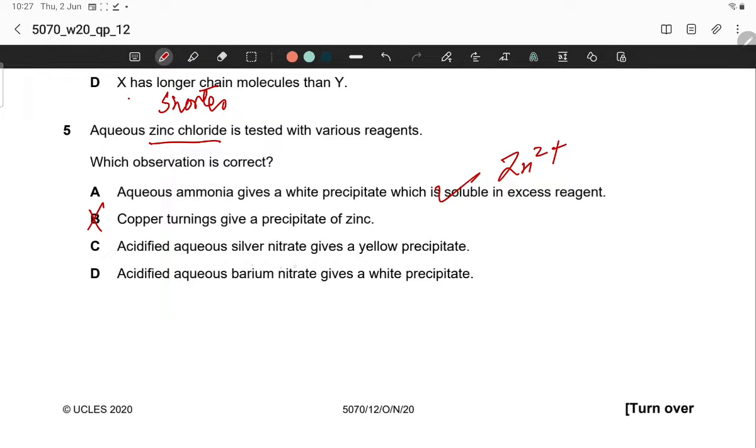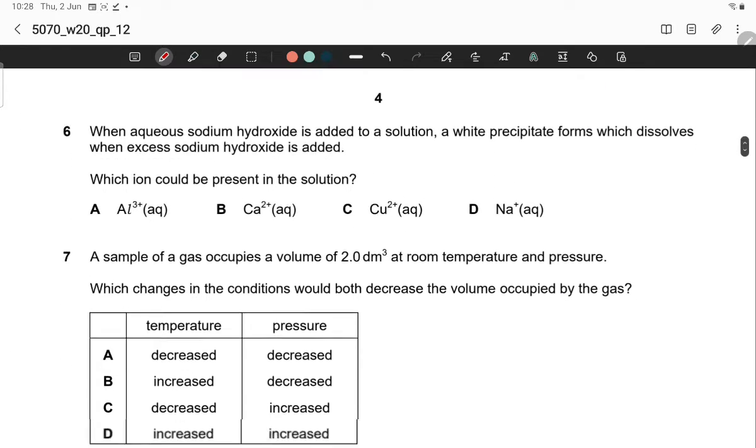Acidified aqueous silver nitrate gives a white precipitate, not yellow, for chloride ion because chloride is present over here. So this is also incorrect. Acidified aqueous barium nitrate gives a white precipitate. But acidified aqueous barium nitrate cannot give a white precipitate with zinc chloride. So this is also incorrect. A option must be correct.